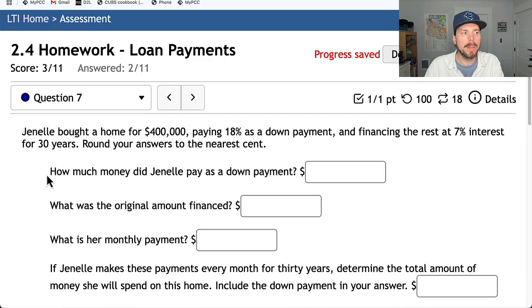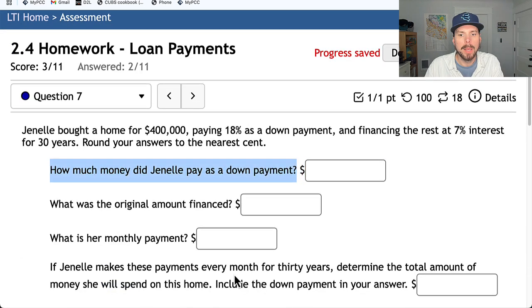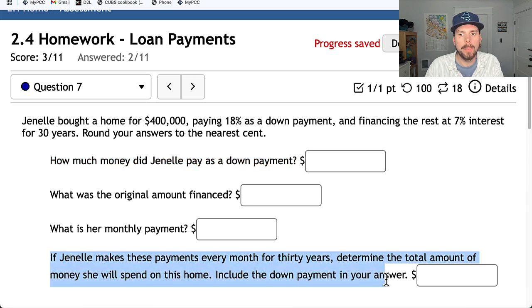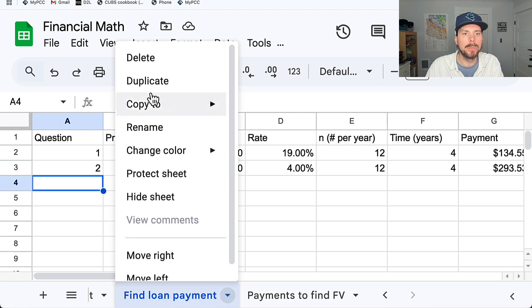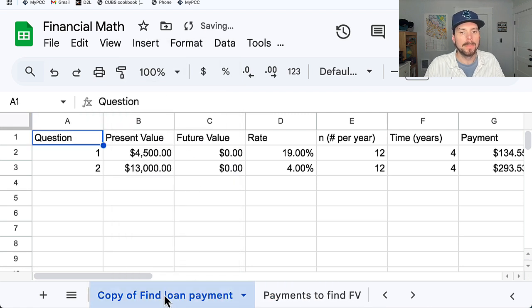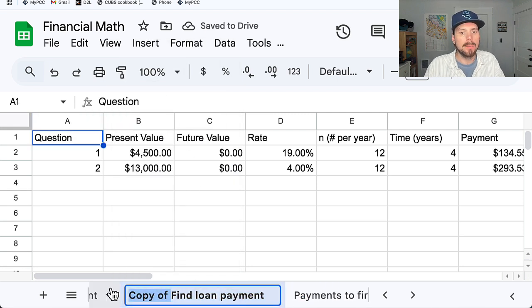But we also want to answer questions like, how much did she spend on the down payment? And then we want to find her total payments plus the down payment to figure out the total cost of the house. Because we've got these couple of extra things, again, what I think might be best is to duplicate the sheet, and we'll call it find mortgage payment.